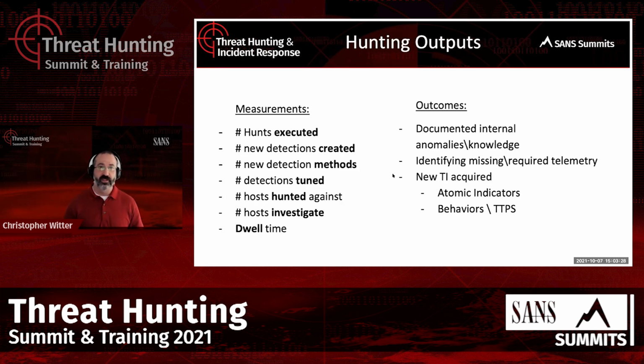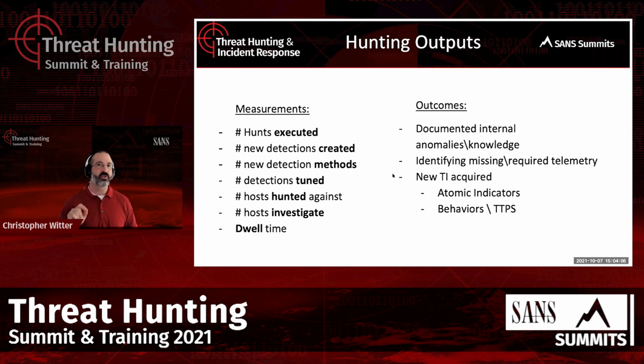So there are a few things. The outcomes are the things that you as a hunter and your team probably care about. Documenting internal anomalies and knowledge so that the people who come after you, or if someone else executes that hunt, they know what normal might be, or that Jim in accounting runs this script once a month. And so that if it pops up to a new person on the team, they don't panic. Identifying missing or required telemetry, AKA, hey, we couldn't finish this hunt because we lacked the data we need, or the data was insufficient. Newly acquired threat intelligence, atomic or behavioral indicators and behaviors there.